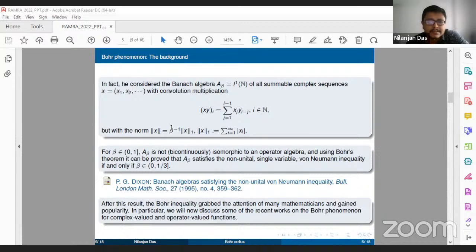After this application was discovered, many mathematicians started studying this Bohr inequality in many different settings. There are several different directions in which this inequality was extended, but in particular, we will concentrate on complex valued and operator valued functions and some developments on it.